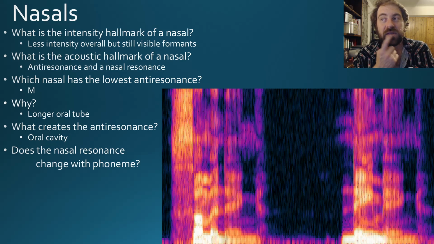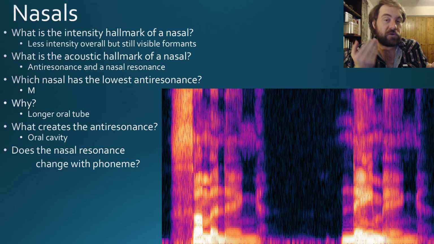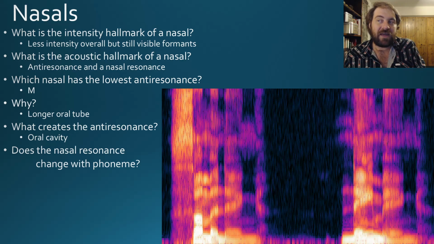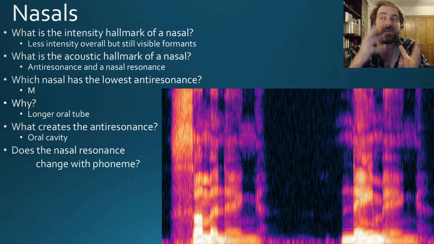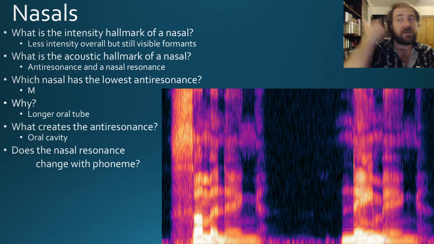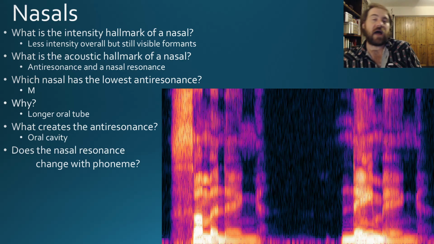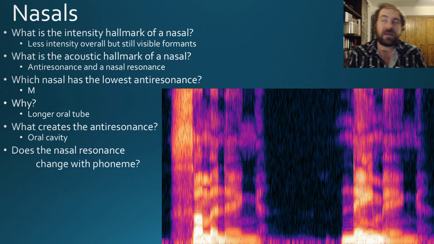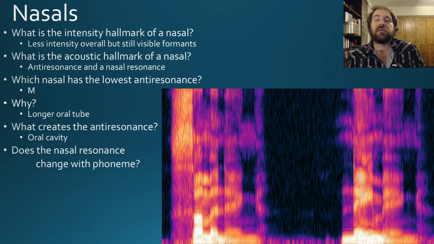You can see that you can leave your mouth open when you say it, because it has a shorter tube, which means it has a middle anti-resonance. And then with ing, you can leave your mouth open even more because you're even further back and it has the highest anti-resonance. So one is lowest, ing is highest.